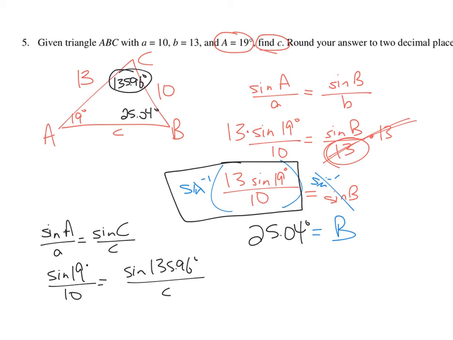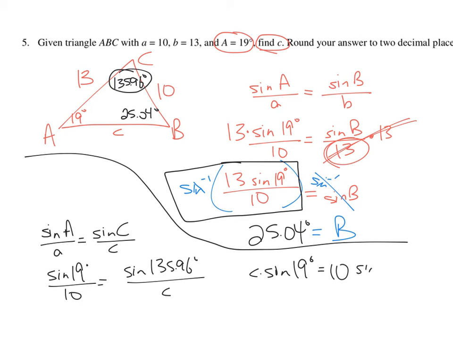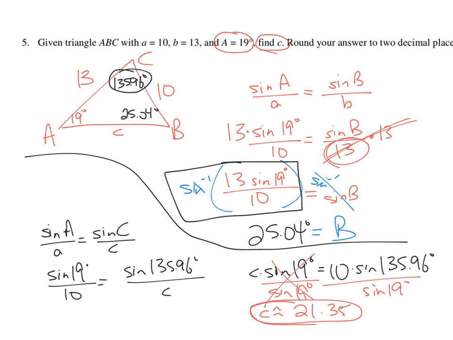Now here are the variables on the bottom, so I definitely recommend cross multiplying. So let me draw a line just to separate what we're doing here. So we get C times the sine of 19 degrees equals 10 times the sine of 135.96 degrees. Now to solve this, just divide both sides by sine 19 and go type in the calculator. And on this one you should get about 21.35 is what I got for side C, which makes sense when you look at it up here because it's across from a big side.